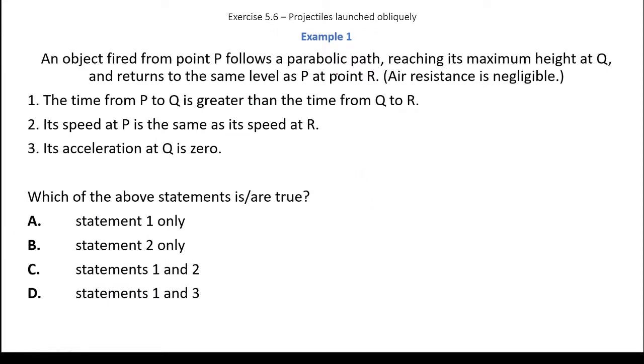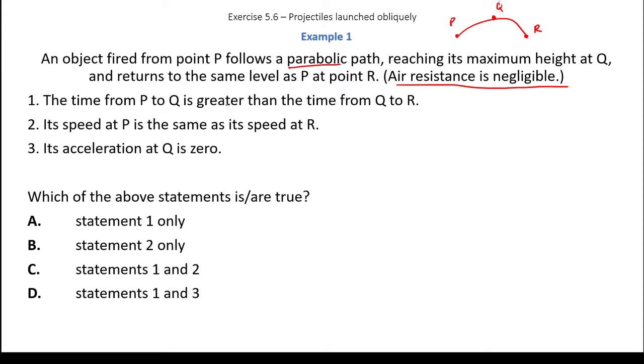An object is fired from a point P and follows a parabolic path. Okay, so that's parabolic, looks like that. We've got some oblique launch, reaching its maximum height at Q, and returns to the same level as point P at point R. So launch from P, goes through max height at Q, back to R. Air resistance is negligible. Which of these three statements are true?